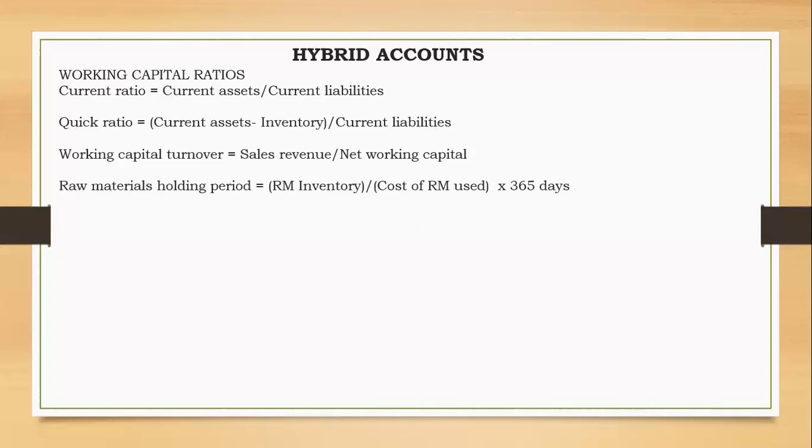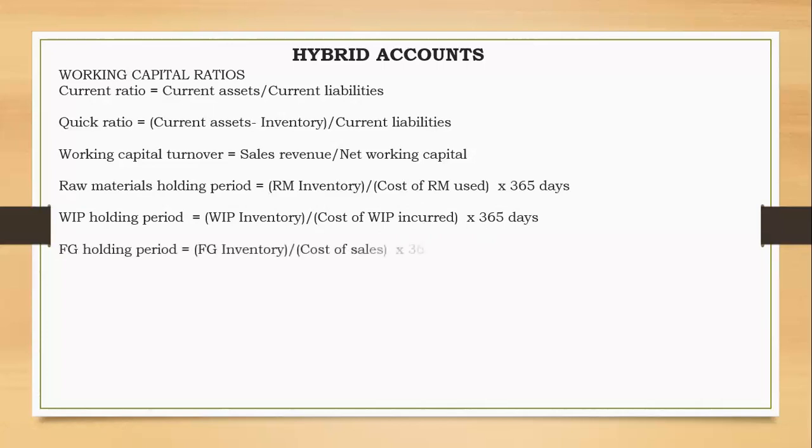Yes. So we can have the work in progress holding period. That would be the work in progress inventory over cost of work in progress incurred, and then you multiply by 365 days. And then you would have the finished goods holding period, which is finished goods inventory over cost of sales. You multiply by 365 days. And then you remain with the payables payment period as well as the receivables collection period.